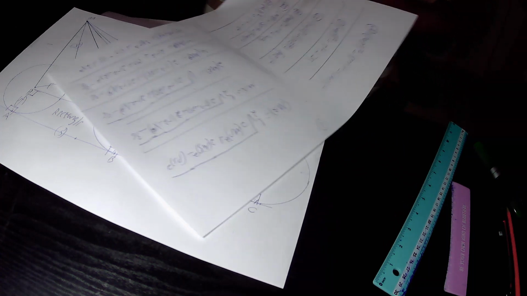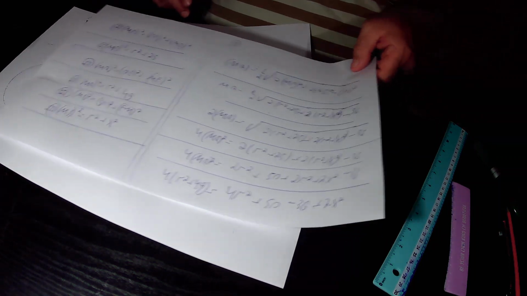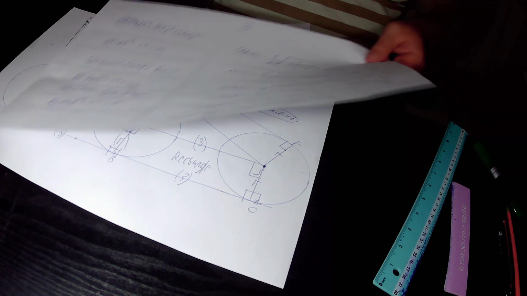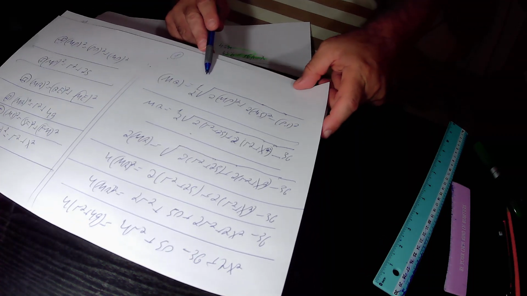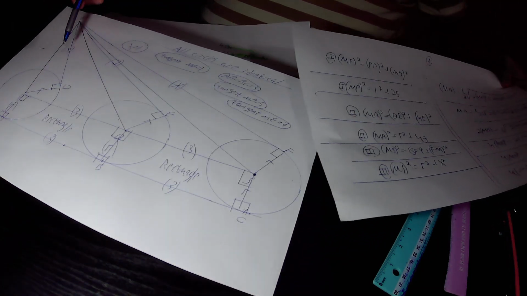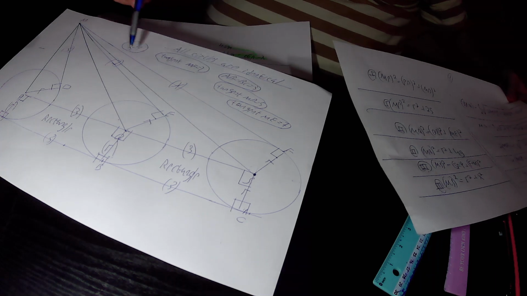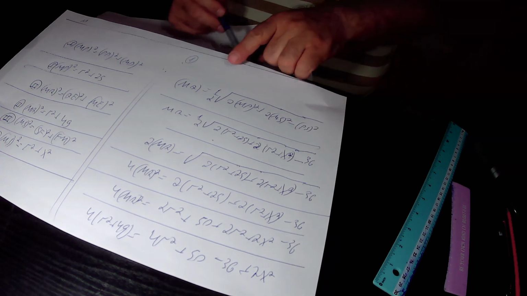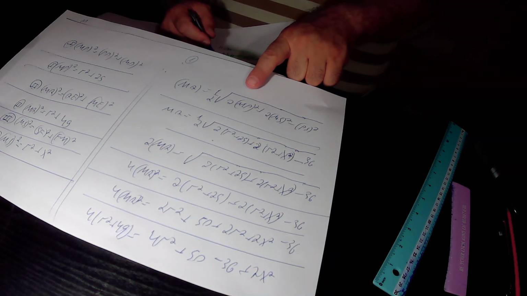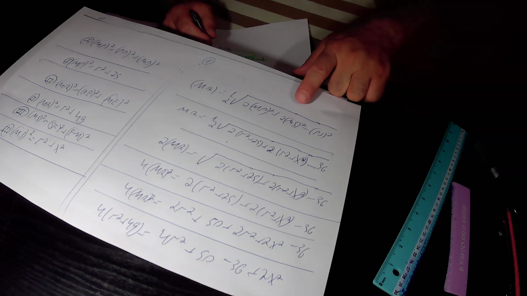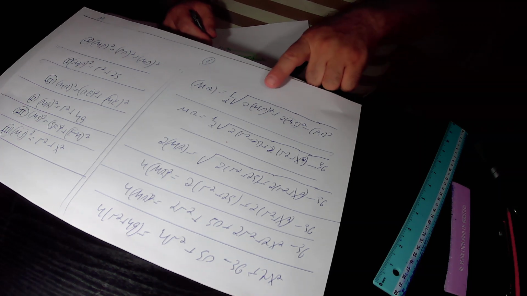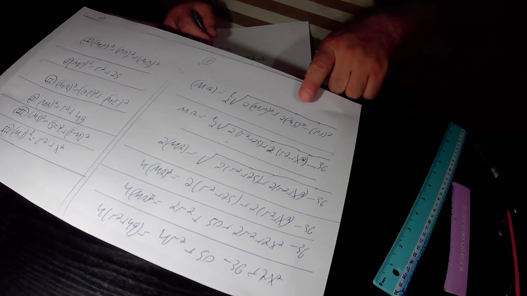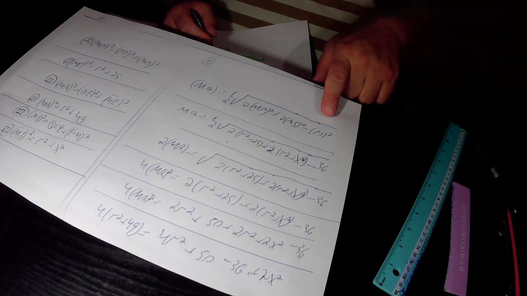Repeat again. According to the new formula, the length of the median MQ is equal to 1 over 2 times the square root of 2 times MP square plus 2 times MS square minus PS square.